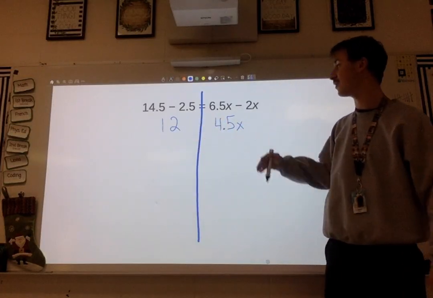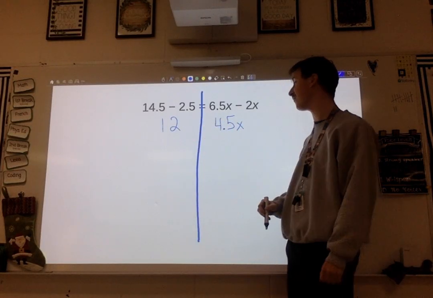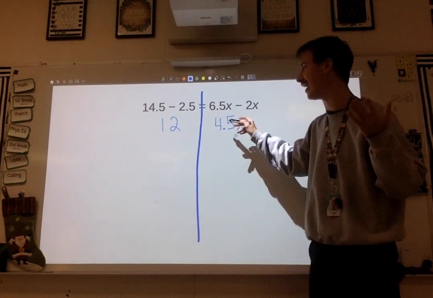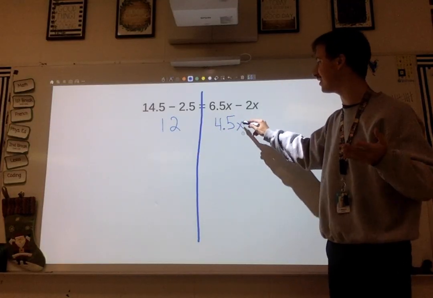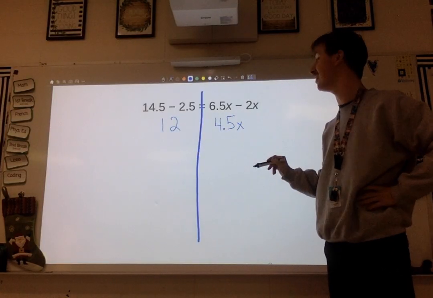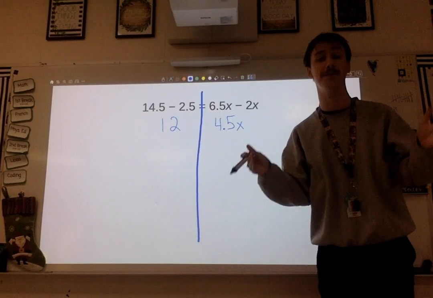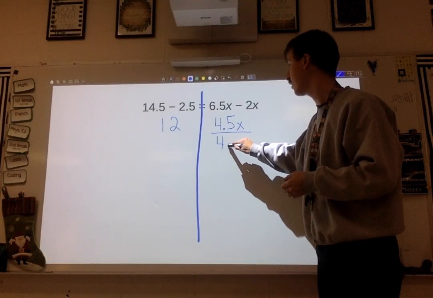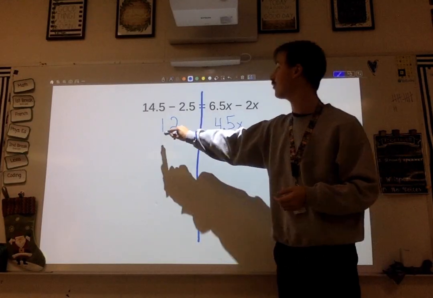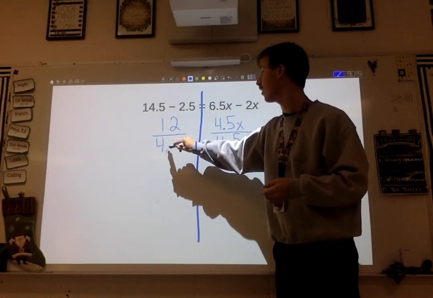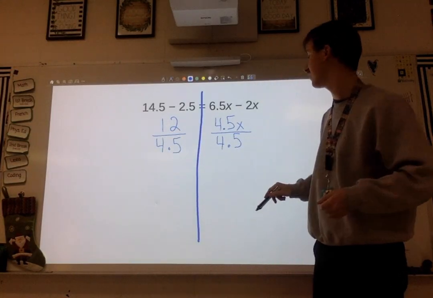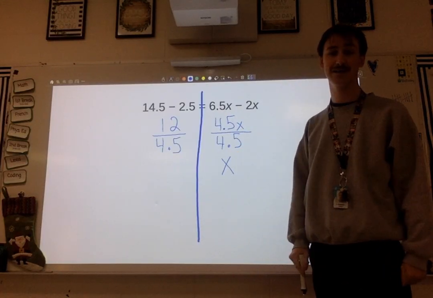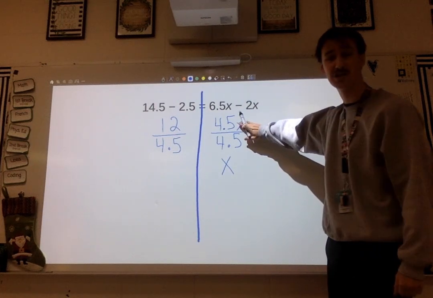So we now have 12 on the left, 4 decimal 5 on the right. There's nothing left to do here because there is nothing we can on the left. So on the right here, let's take a look. We have multiplication between here. And how do we get rid of multiplication? The opposite of that, which is division. So we are going to divide this side by 4.5, and we're going to divide this side by 4.5. Now what's going to be left over here is simply just an x. That's why we did it on this side, so that we're left with just our variable left.